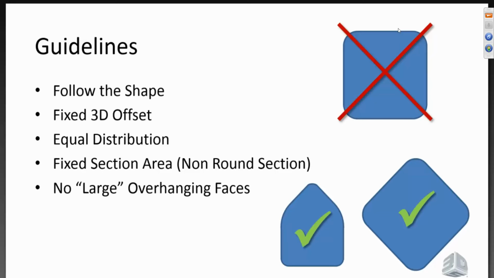And the next guideline is also important. We're saying no large overhanging faces. What is an overhanging face? And why does that square with the X mean I can't use it? It's not a good example to use versus the other two with the green check. Why are those good examples of water lines?